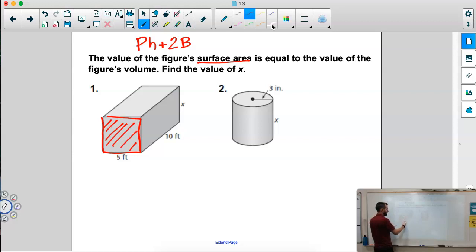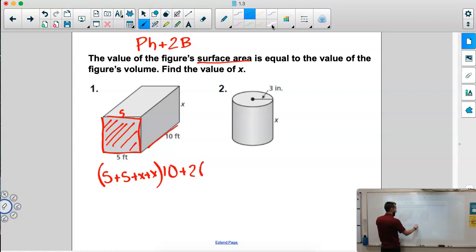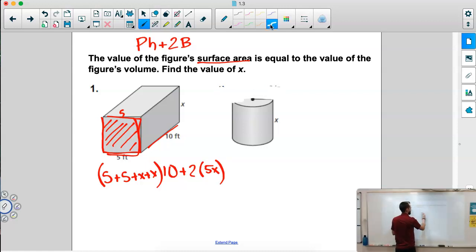And the base is, I don't know if it's a square or a rectangle. It looks like a rectangle. So the perimeter of that base is 5 plus 5, the top and the bottom, plus x. We're going to multiply all of that times the height, which is 10. And then plus 2 times the area of the base, which is 5 times x. Base times height. And we won't even bother with number 2, just to deal with this first one.